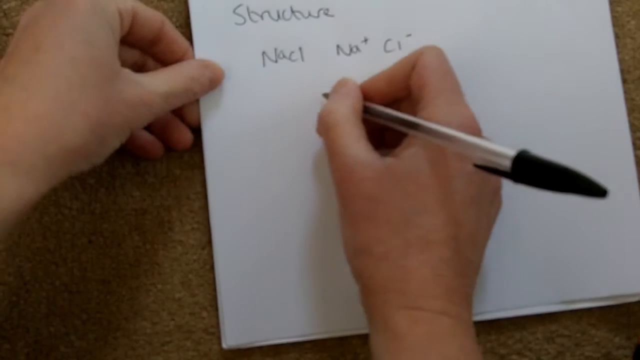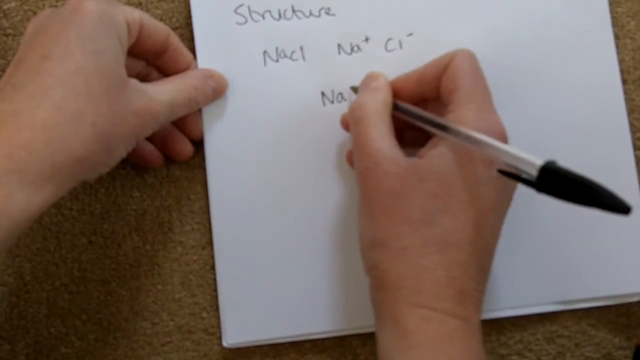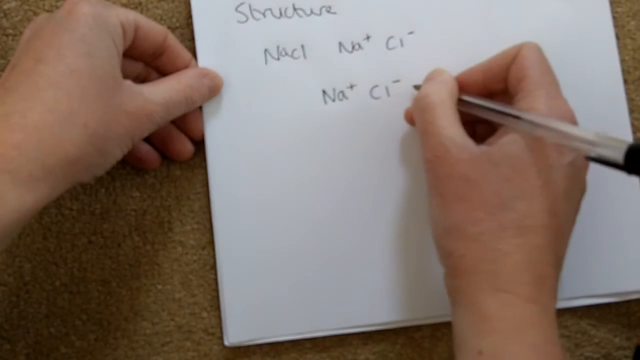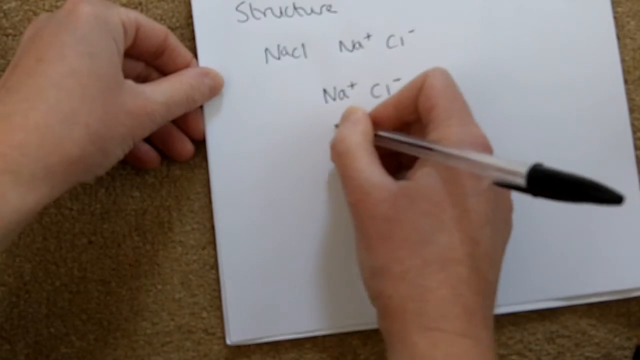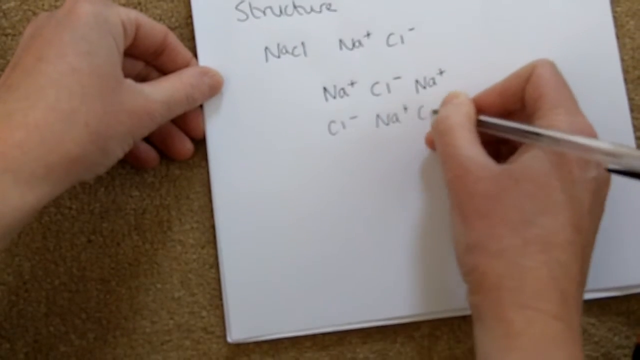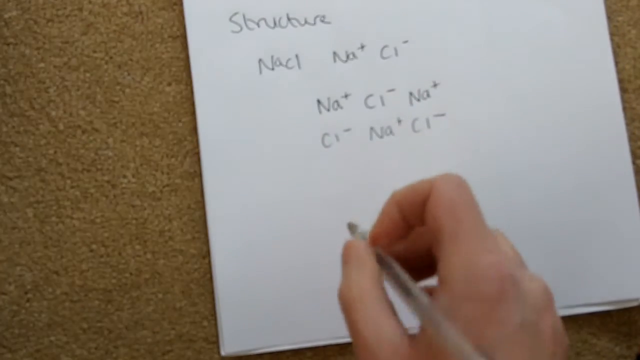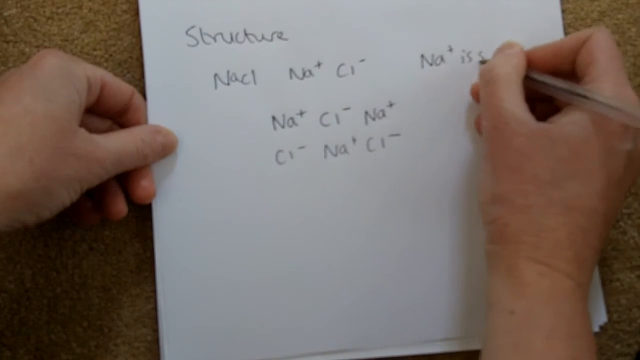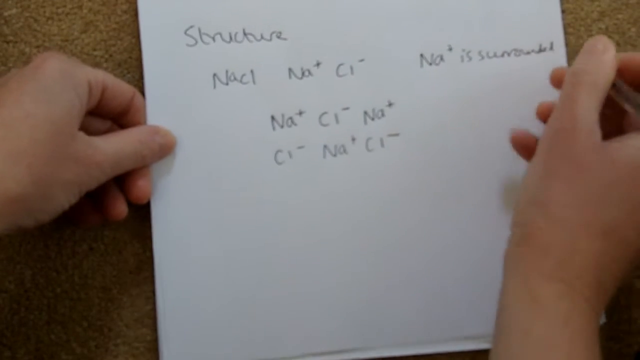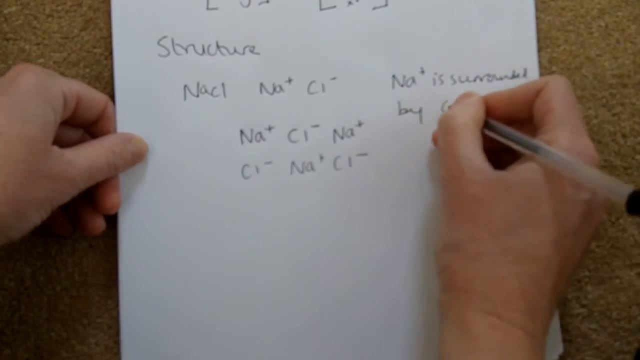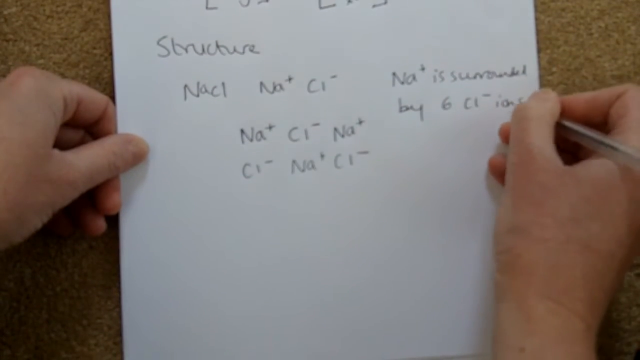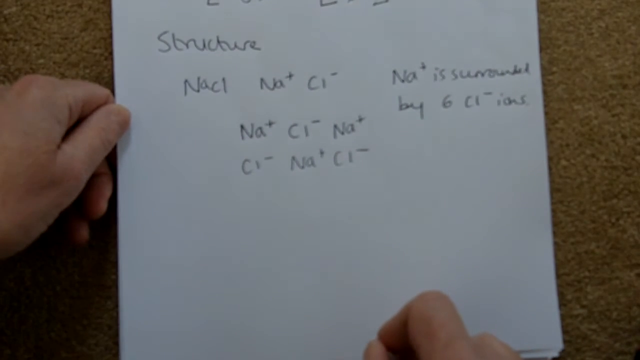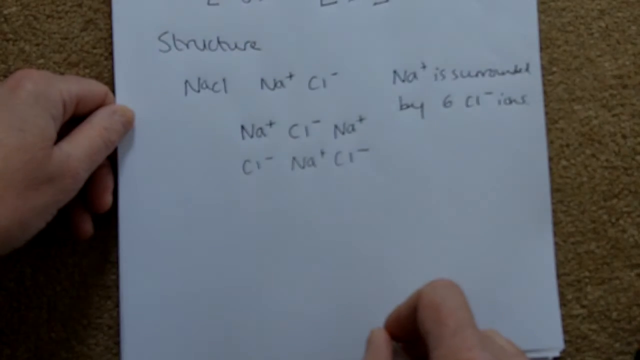So what you get is the way it's packed together, and opposite charges are next to each other. So a sodium ion will be next to a chloride ion, and like that, and its opposites are next to each other, okay? Each sodium ion is surrounded by 6 chloride ions, and the opposite as well. Each chloride ion is surrounded by 6 sodium ions. Okay, so it's a giant structure.